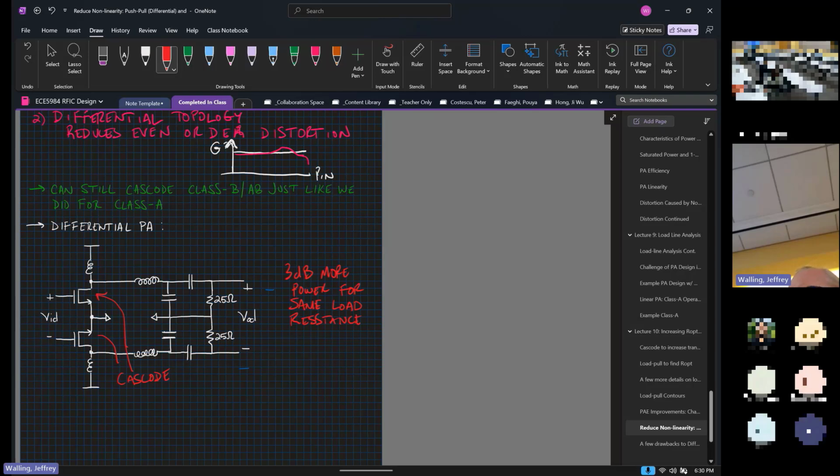But even more to the point, each of the transistors is going to provide the same voltage swing. So I can get 2 times the voltage swing at the output if they're adding in phase with one another by using a balun. And each of the devices only has to carry half of the current. So I have twice the voltage and half the current. That means that the R opt of a differential PA is 4 times the R opt of a single-ended PA if I want to deliver the same amount of output power.